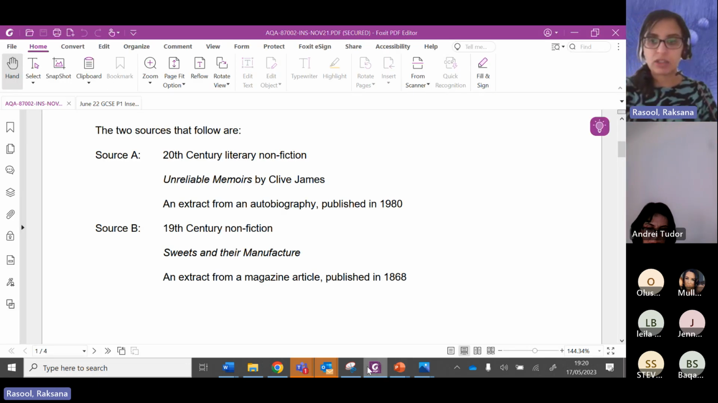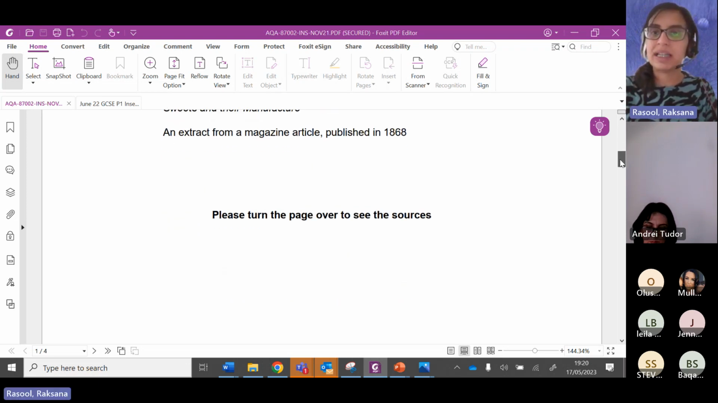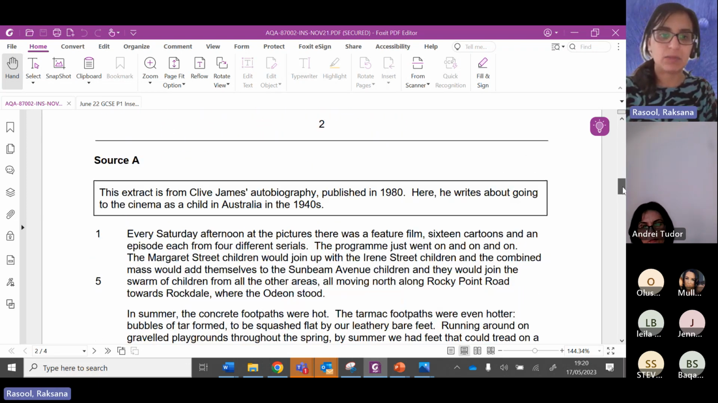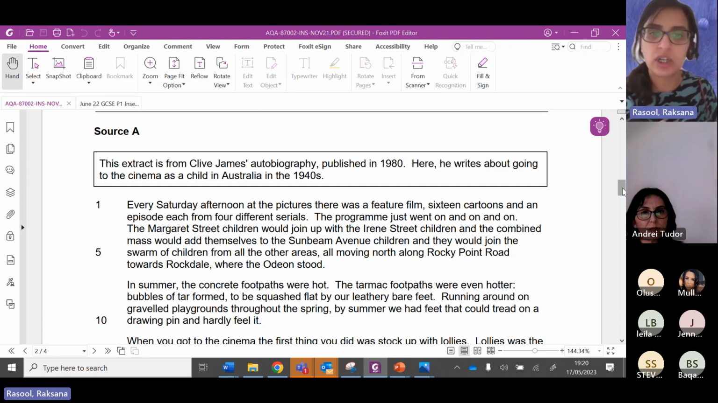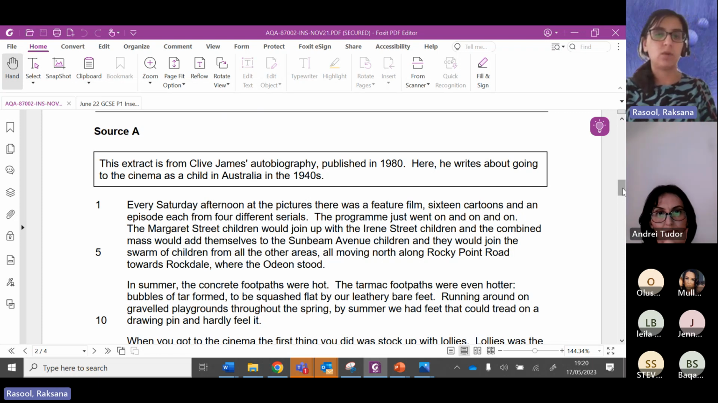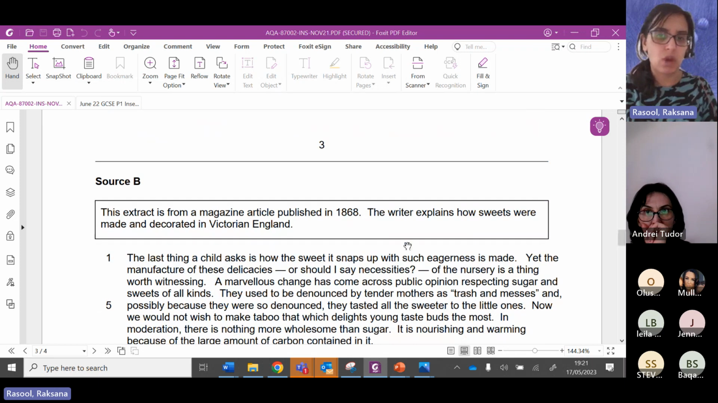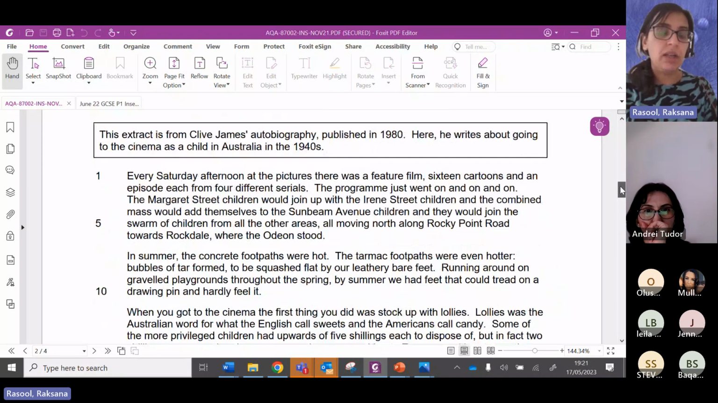So let's read our autobiography by Clive James about his childhood in 1980, which is our 20th century, and then an extract from a magazine article published in 1868. This is an extract from Clive James's autobiography, a childhood account. Here he writes about going to the cinema as a child in Australia in the 1940s. Always read this information in the box. It will give you a good clue as to what's going on. It's his perspective, it's his point of view.